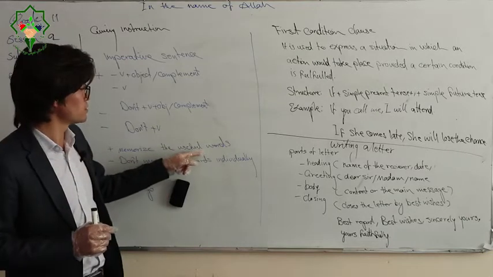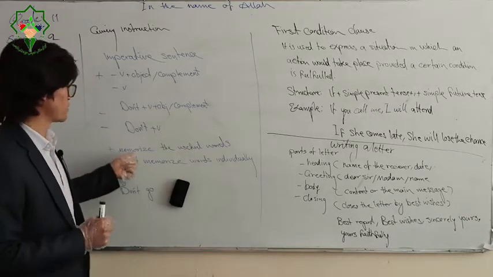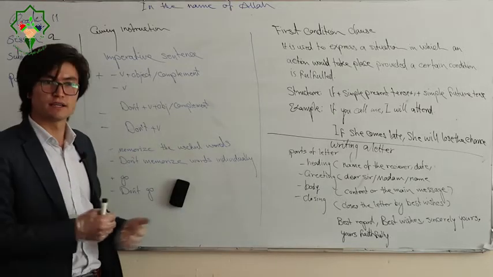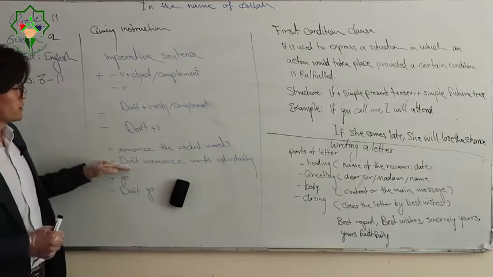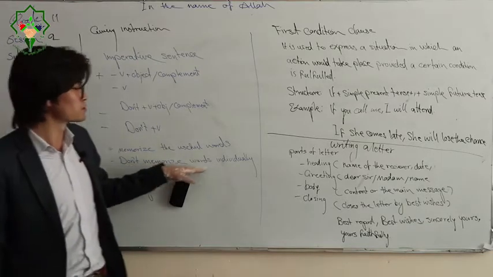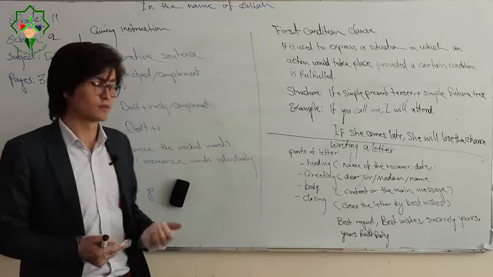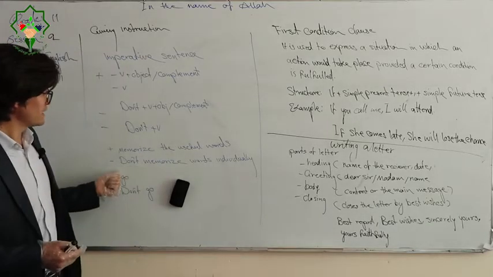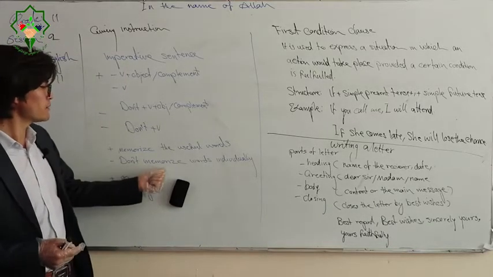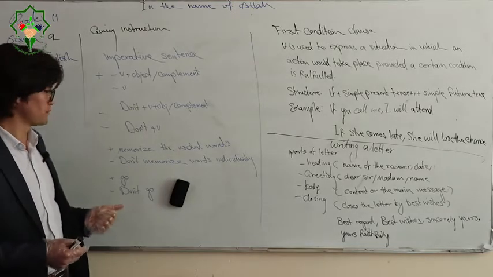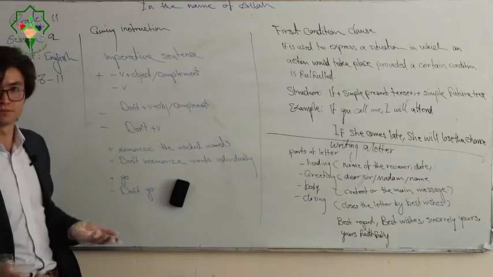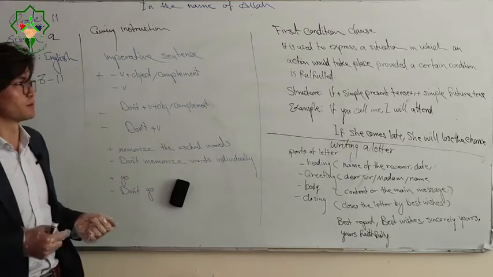Memorize the useful words. Here, memorize is verb. The useful words is object. So if you change it to negative, you can say it like this. Don't memorize words individually. Don't, okay? In negative sentence, verb follows don't, helping verb, okay? Don't memorize words individually. Go, don't go. Got it? It is the first one.